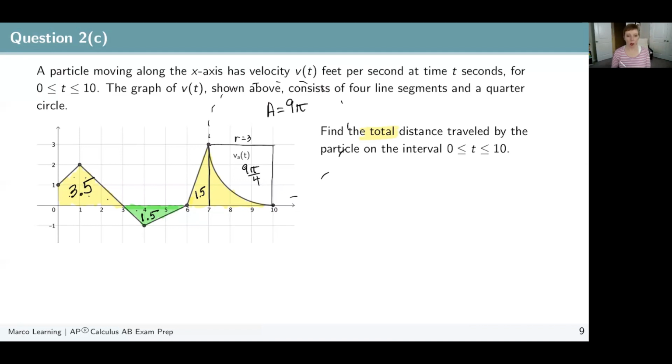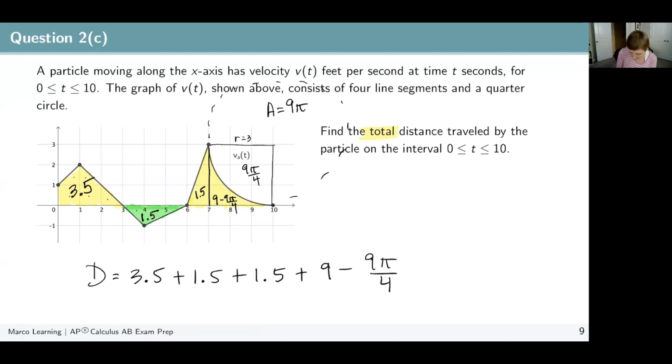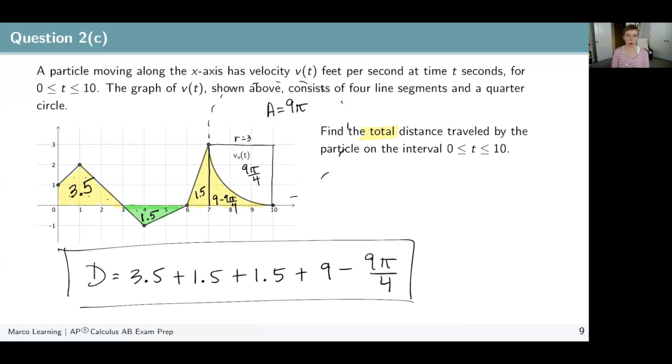And the area of the part shaded in yellow then would be 9, which is the 3x3 rectangle, minus the 9 pi over 4. So take away that quarter circle. 9 minus 9 pi over 4. And then our total distance, we just add all of those absolute values together. So 3.5 plus 1.5 plus 1.5 plus 9 minus 9 pi over 4. No need to simplify that. You could if you wanted to, but you can also just leave your answer in this form.